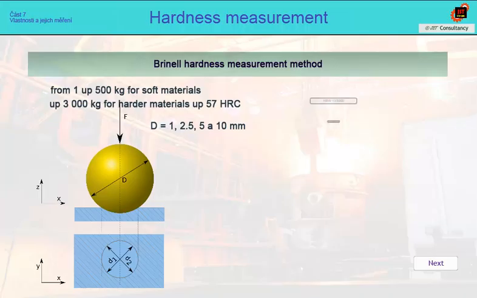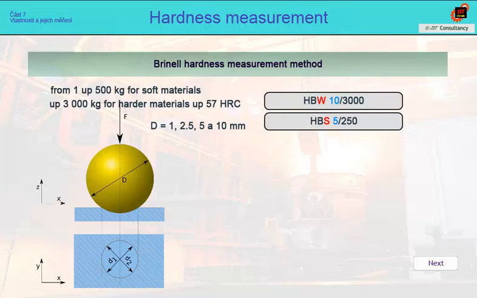The drawing marking of the Brinell hardness requirement always contains 3 data. For example, HBW 10-3000 or HBS 5-250. In this marking, the abbreviation HB represents the Brinell measurement method, W means that the ball is made of tungsten carbide, S, that the ball is made of steel. The values 10 or 5 then express the diameter of the ball in millimeters, and 3000 or 250 indicates the load on the ball when measuring in kilograms.